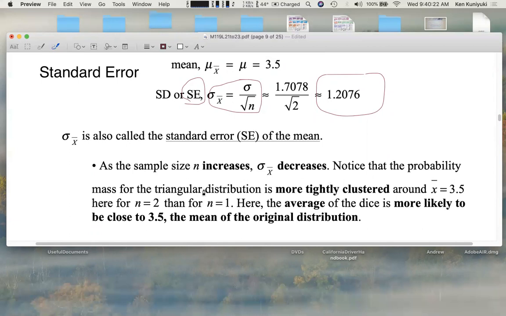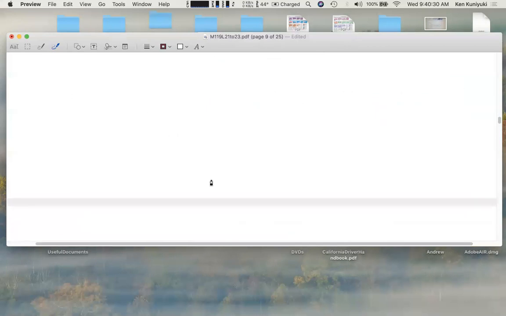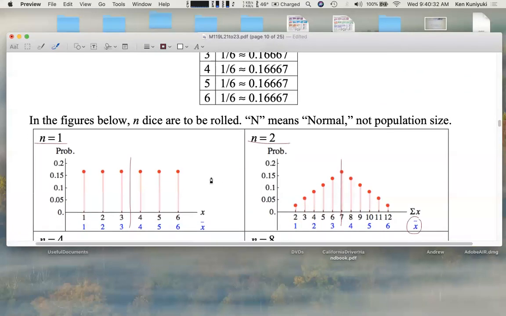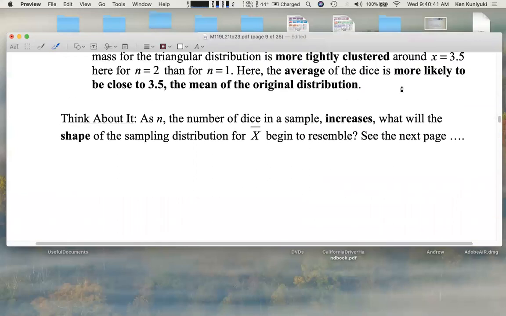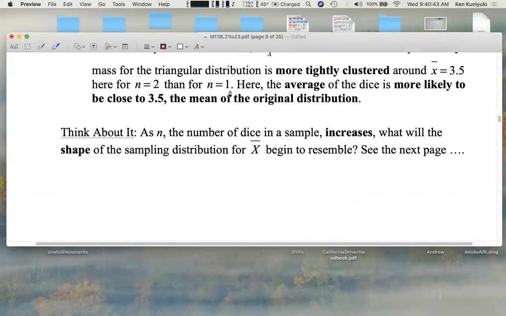Notice that the probability mass for the triangular distribution is more tightly clustered around x bar equals 3.5 here for n equals 2 than for n equals 1. That's what we saw over here. We had greater clustering around x bar equals 3.5 over here than over here. Here we had greater spread. So in the n equals 2 case, the average of the dice is more likely to be close to 3.5, the mean of the original distribution. There is tighter clustering.